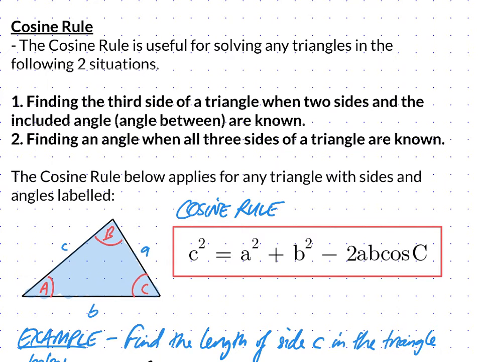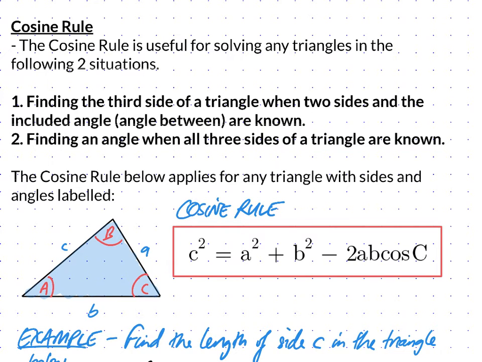So the cosine rule below applies for any triangle with sides and angles labeled thusly. So as always, the angles are labeled capital letters and the lowercase letters are the sides opposite each of those angles, or across from them.